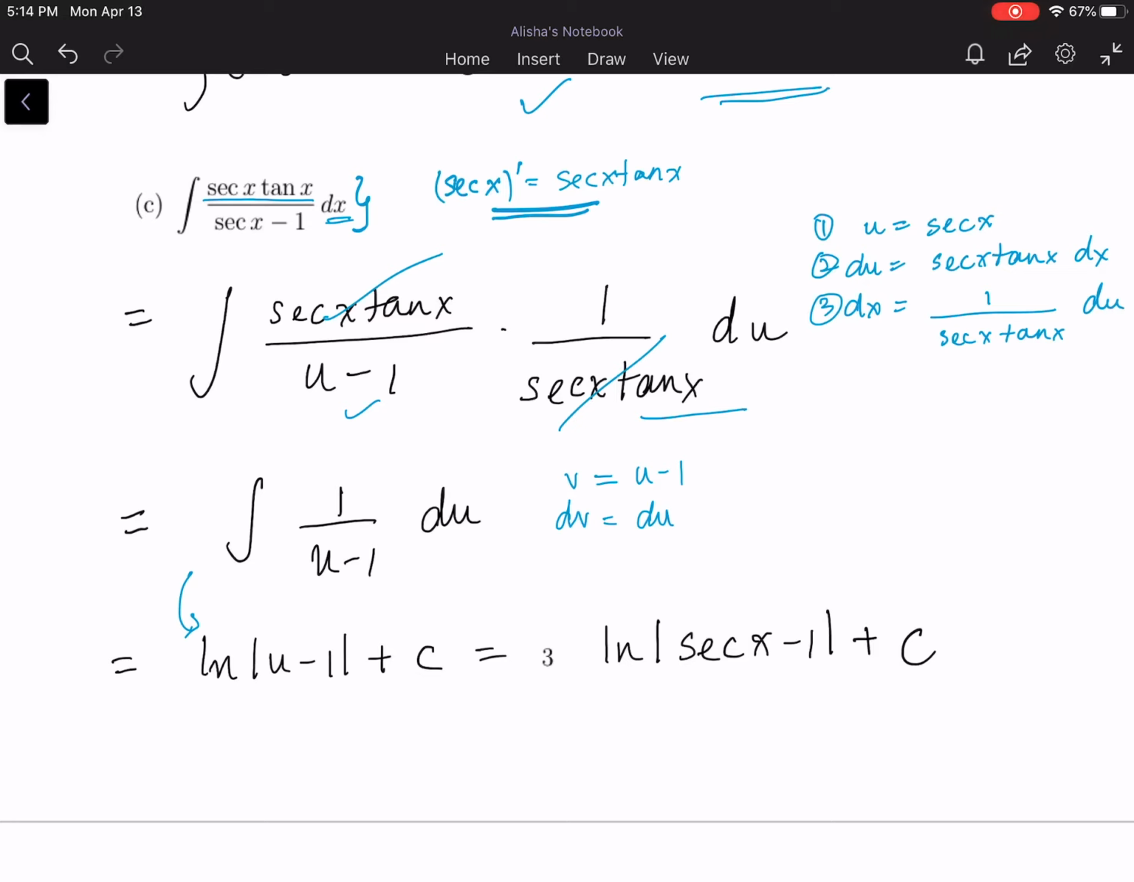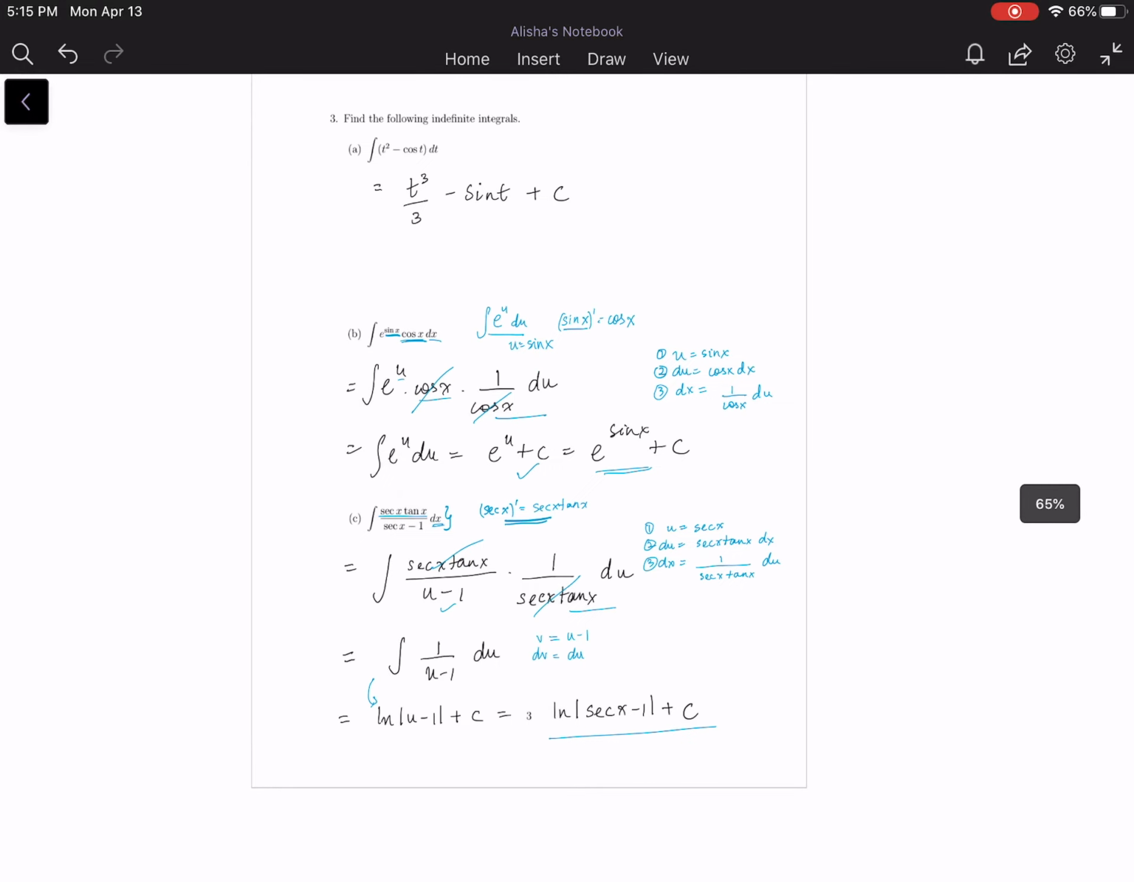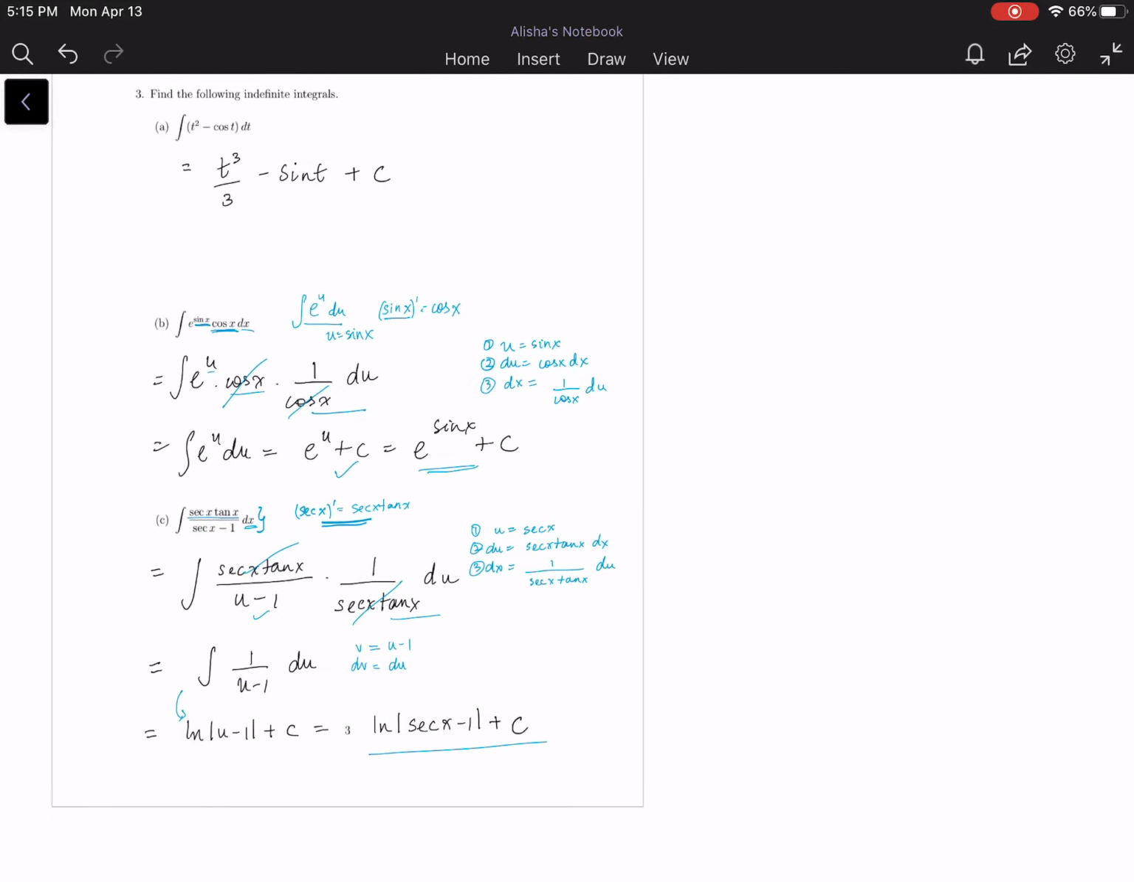And remember, we have to go back to x's, and so the final answer is natural log of secant x minus 1 in absolute value. Remember your constants with all these indefinite integrals, by the way. And that's that.